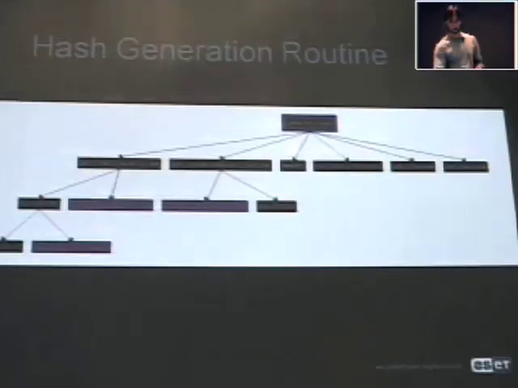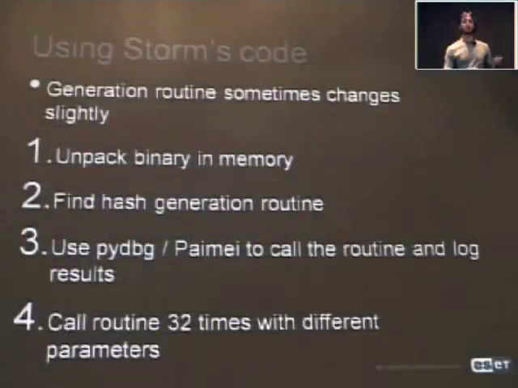So what I decided to do is to use Storm's code to generate the hashes. What is needed is to first unpack the binary in memory so that I could find the hash generation routine. Once I find this routine, I use PyDbg and PyMe. I think Pedram is over there, so if you have questions on this project, he's the one to refer to. Then you make a call to this hash generation routine. That means you don't have to understand the complete process of hash generation. You just have to find this function in memory and call it.